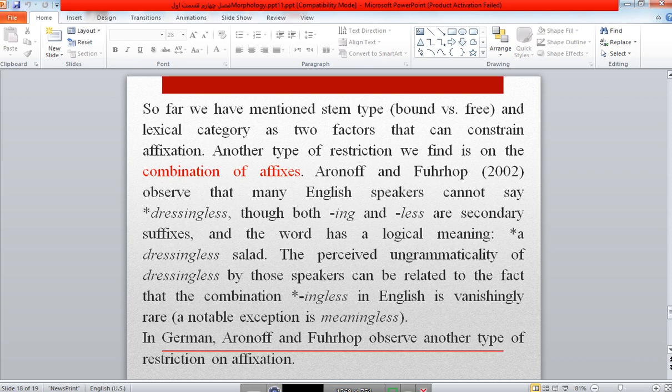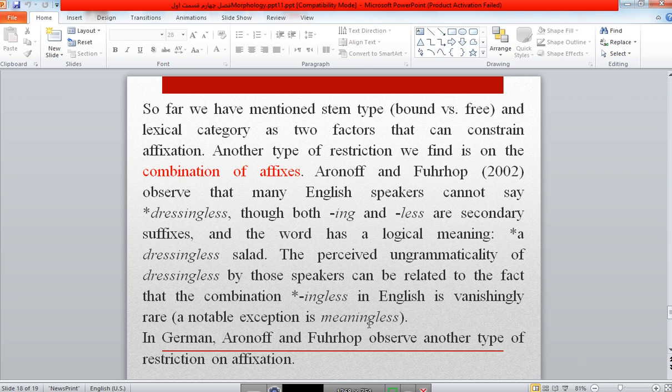The perceived ungrammaticality of dressing less by those speakers can be related to the fact that the combination ing less in English is vanishingly rare. Just in some rare words like meaningless, it's correct.